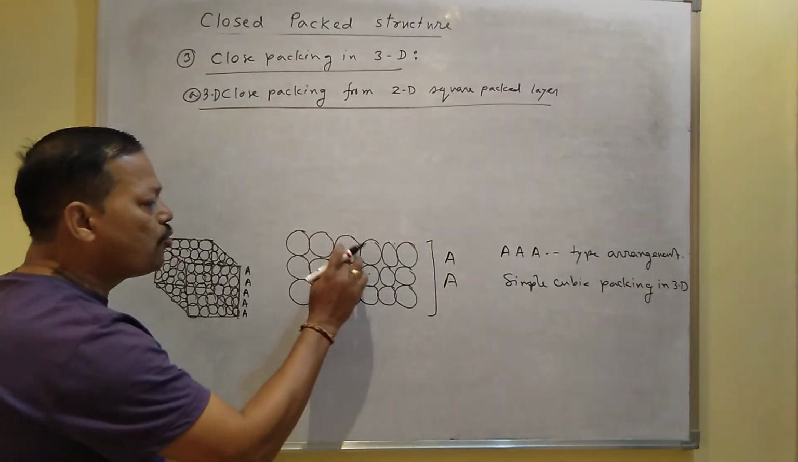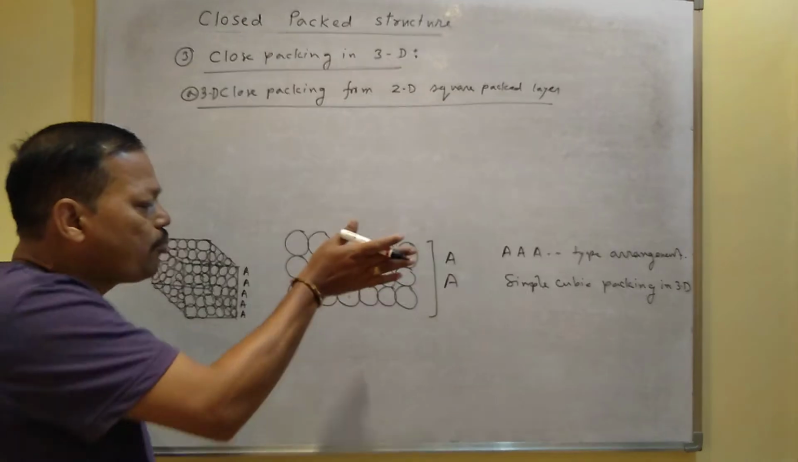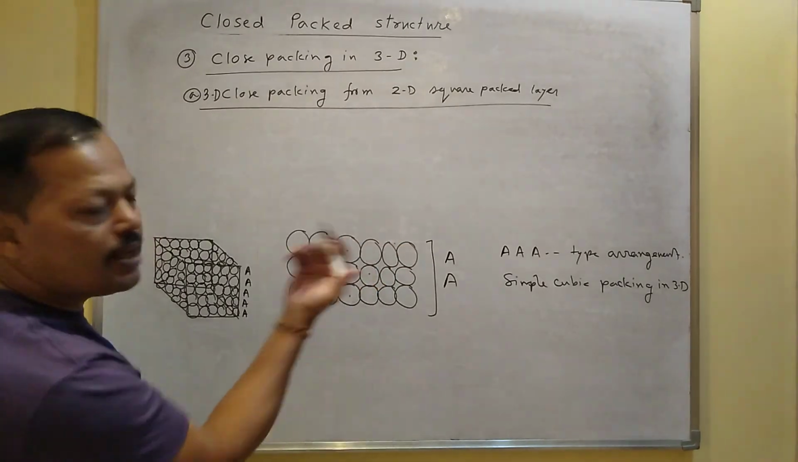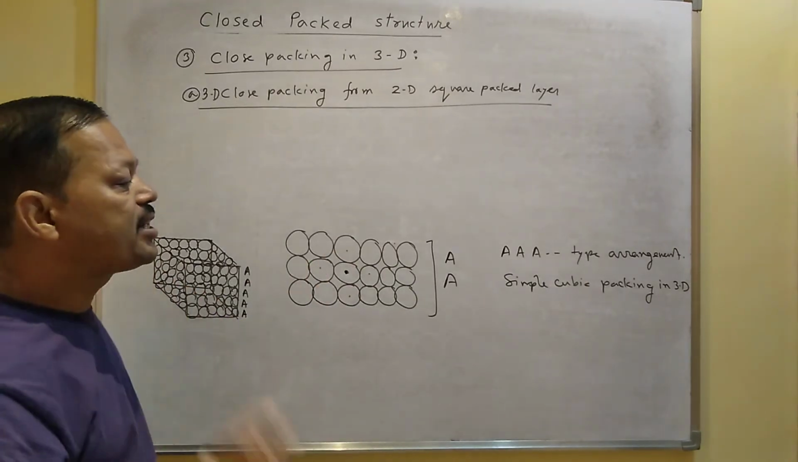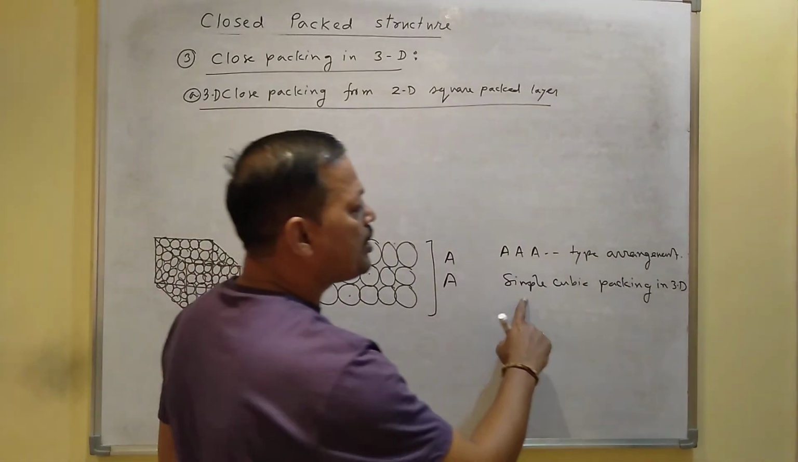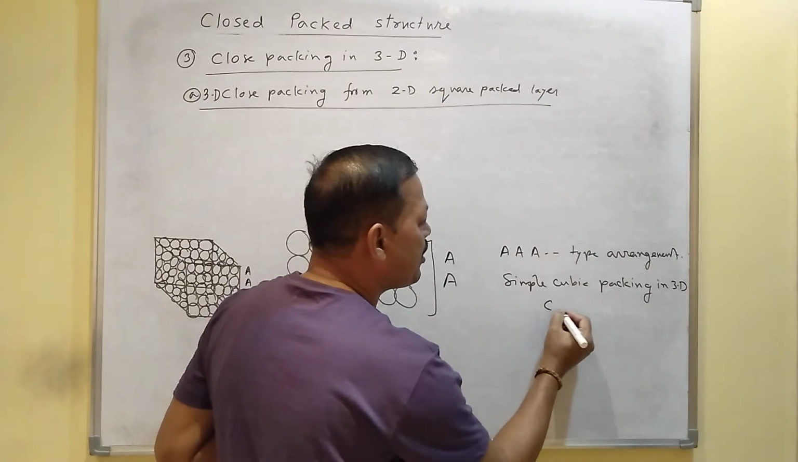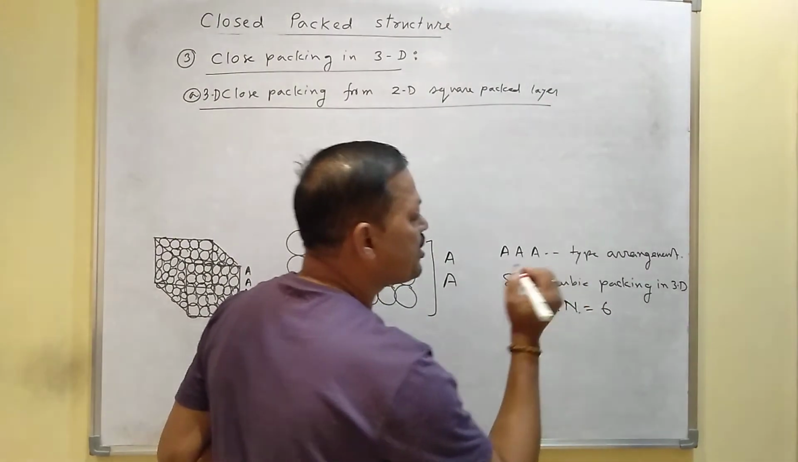From its own layer, 4 particles will touch. From the above layer, one particle will touch. From the below layer, one particle will touch. I mean, one particle is touched by another 6 particles. That is why in simple cubic packing in 3 dimension, the coordination number is found to be 6.